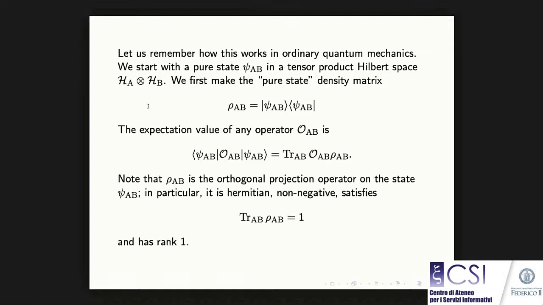The expectation value of any operator OAB in that state is given by this. But by moving the bra over to the right, we can write this as the trace in the AB Hilbert space of the operator OAB times this pure state projection operator. This is just a tautology that doesn't do much for us. Rho AB is the orthogonal projection operator on the state psi AB. So in particular, it's Hermitian, non-negative, its trace is 1, and also it has rank 1.